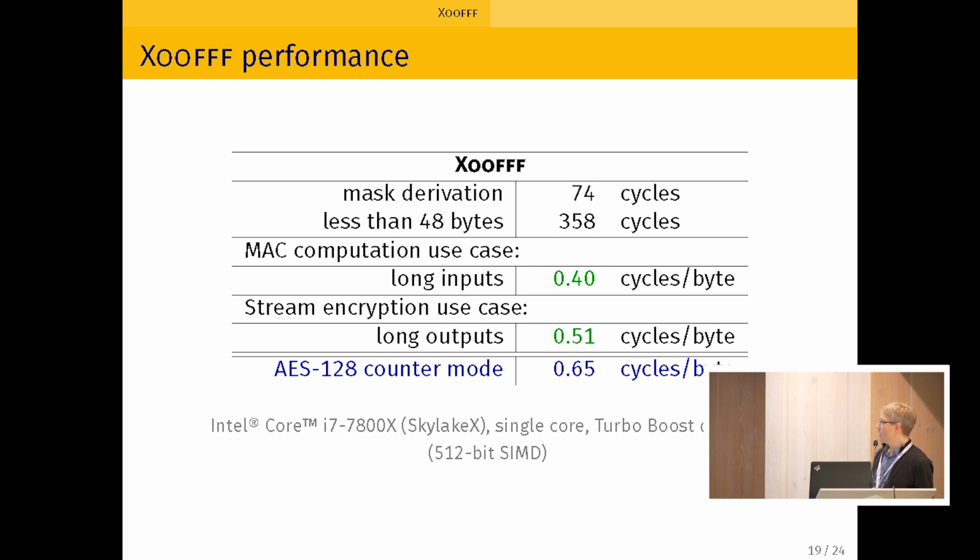On the Skylake X, the more recent processor, they have the AVX-512 instruction set. There we can compute 16 instances of Xoodoo in parallel. And there we again are below 1 cycle per byte, and we are even faster than AES using hardware AES instructions, of course.